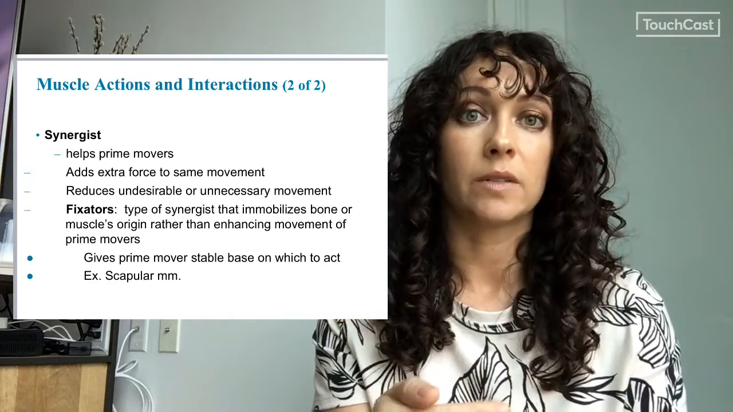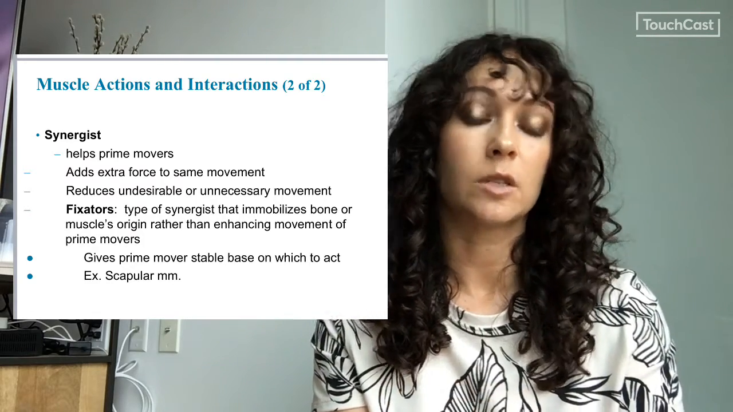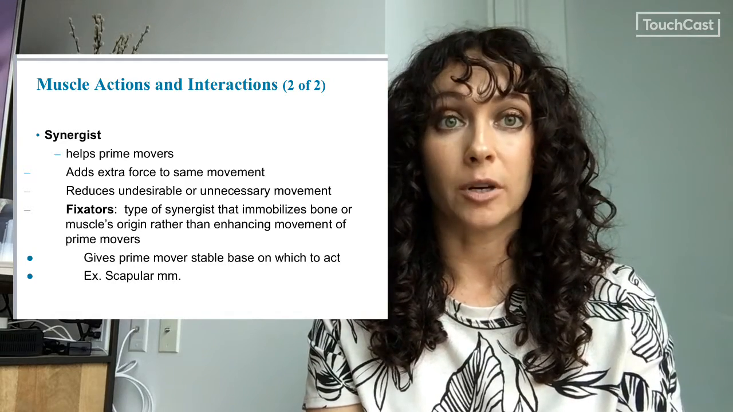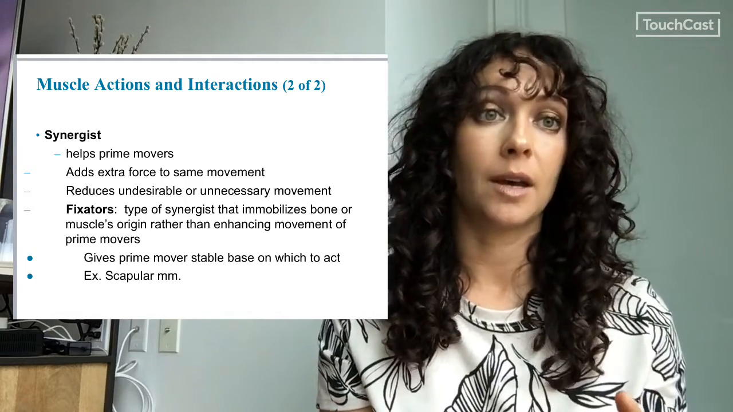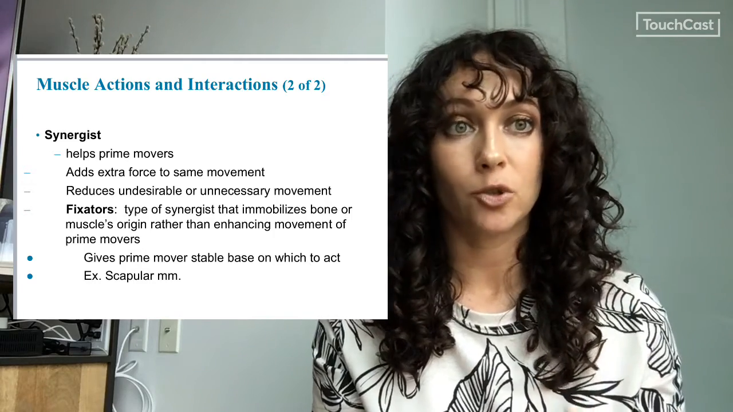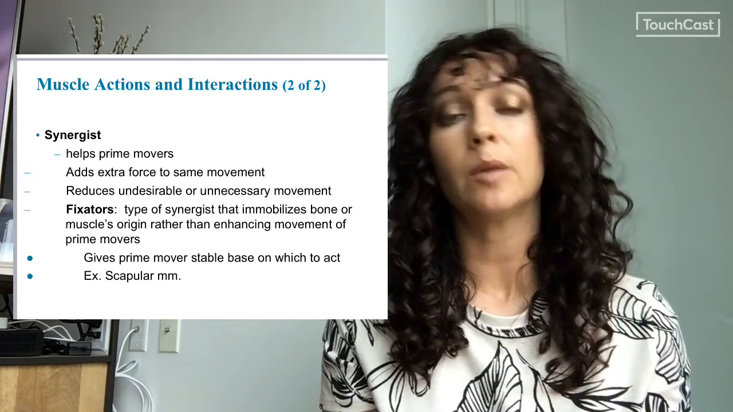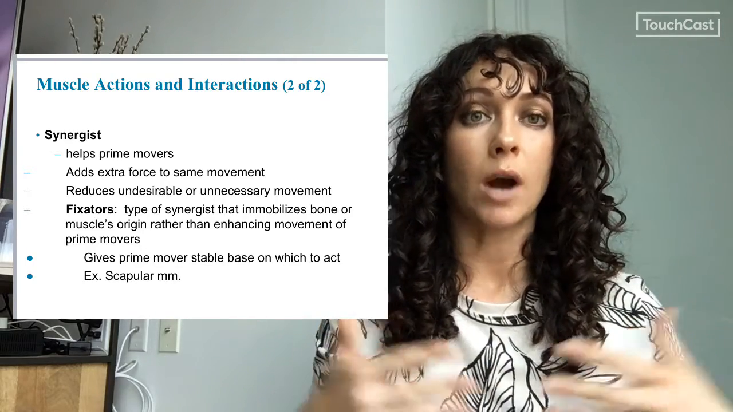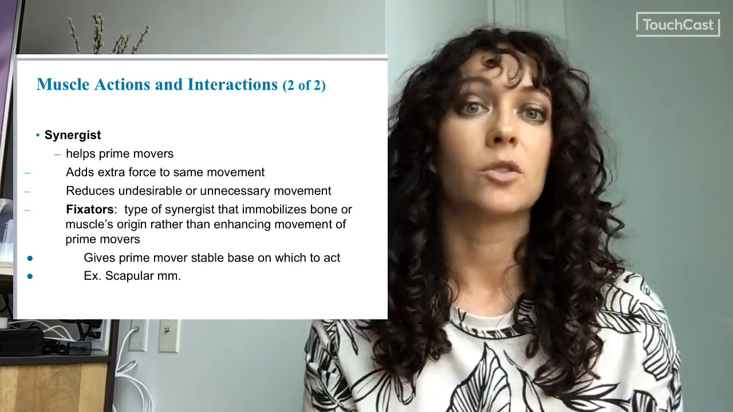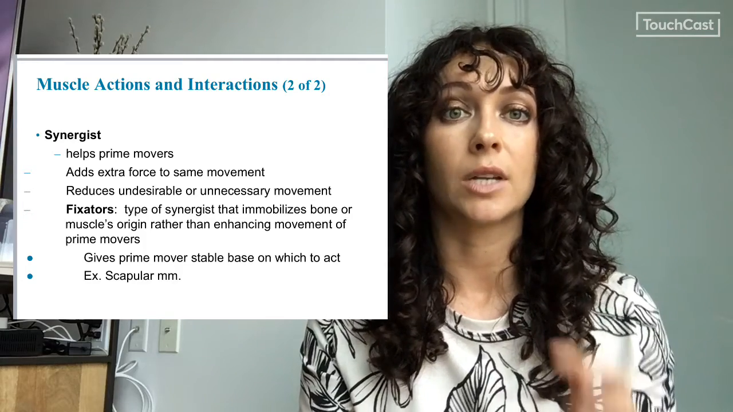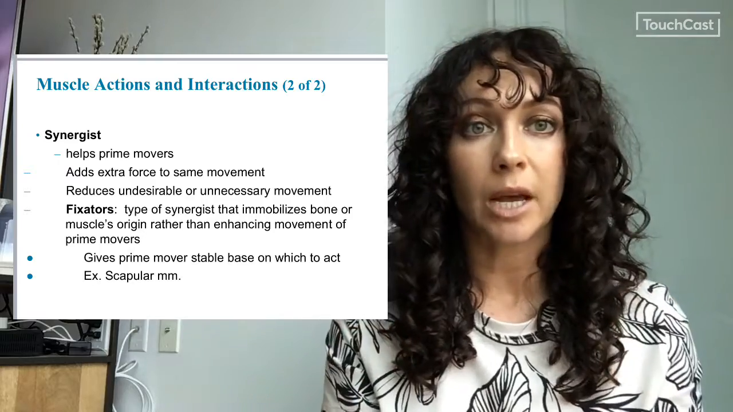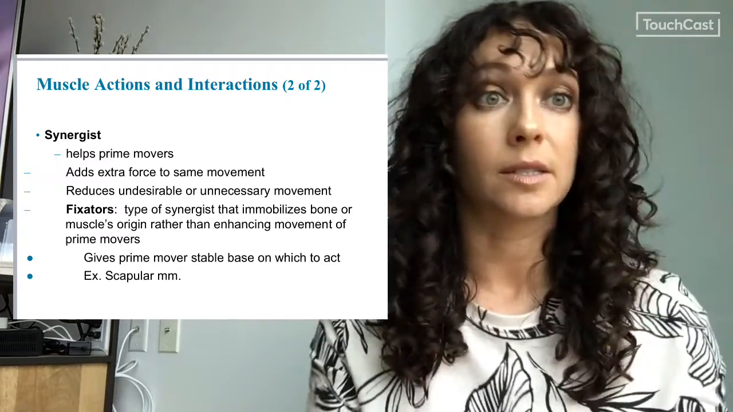The subcategory of synergists is fixators, and the best way to explain these is to think about our scapula. So we know that our scapula is not necessarily attached to our rib cage by a joint specifically, but is held down by other muscles. So your rhomboids and trapezius muscles are all great examples of fixators and how they fixate the scapula onto the rib cage. They're basically stabilizers, which act to support as well.